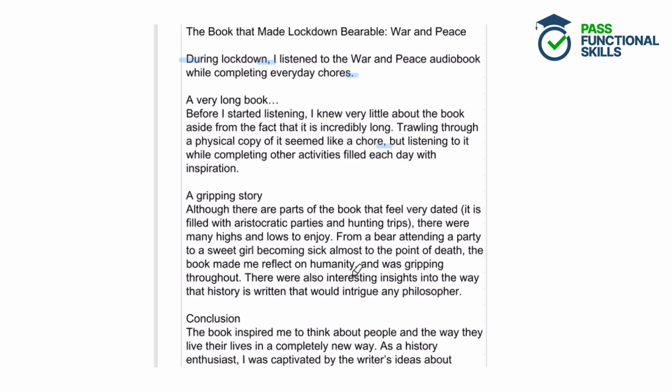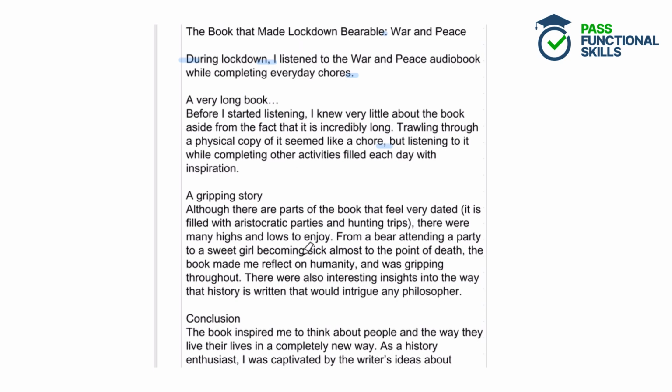Let's take a look and see if we can spot any other pieces of punctuation. So in the title, we have a colon here. Now a colon just divides the main part of the title from the secondary part of the title. So we've got the book that made lockdown bearable.